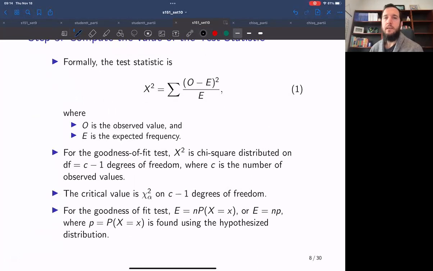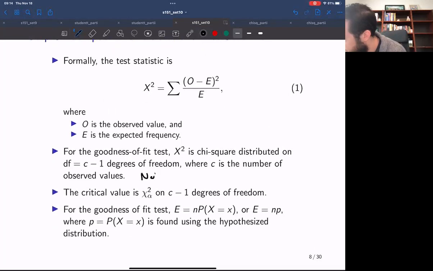Okay, so the test statistic for our chi-square test is X squared equals the sum of the observed minus expected frequency squared, divided by expected. This test statistic has little c minus 1 degrees of freedom, where c is just the count of the number of observed values. So c and the sample size are not the same thing.